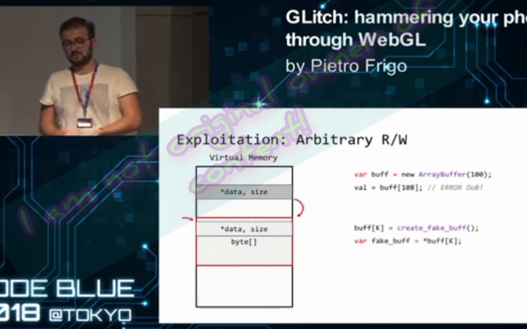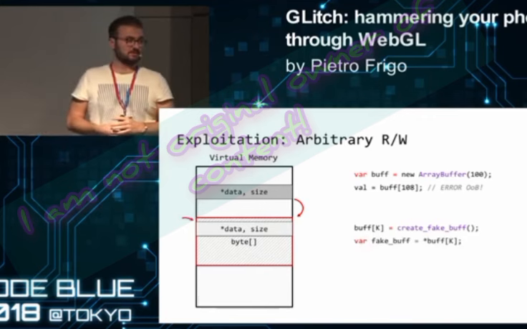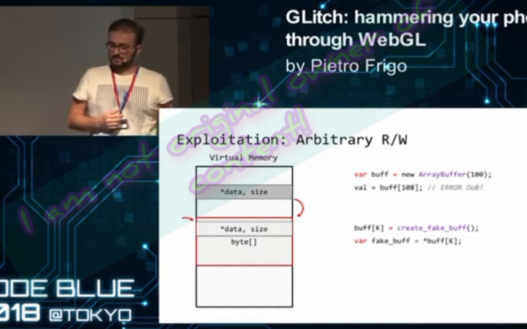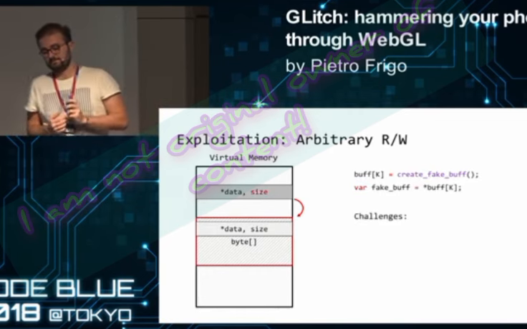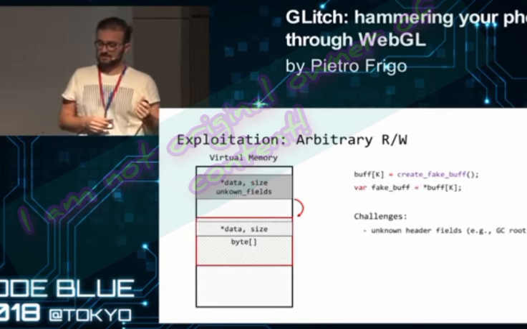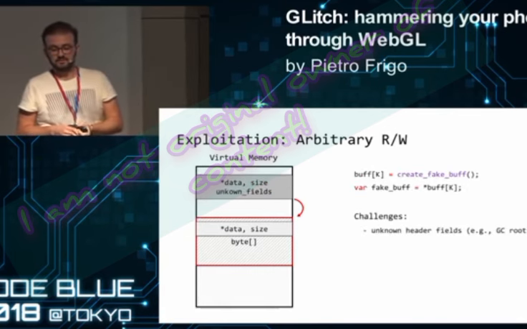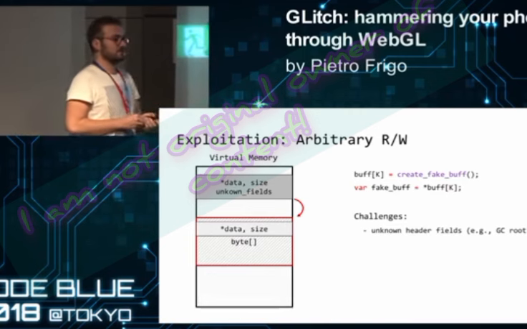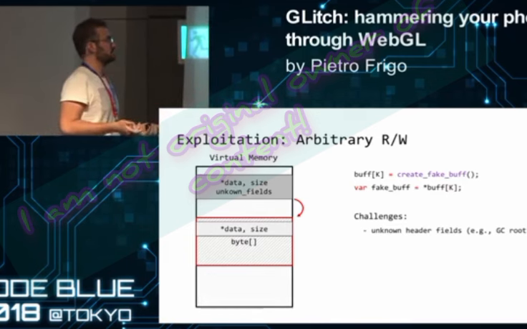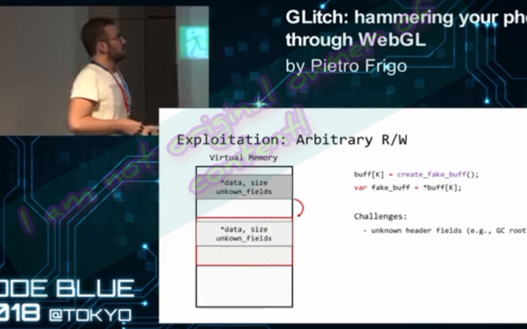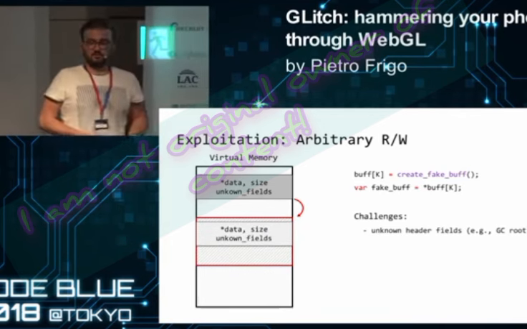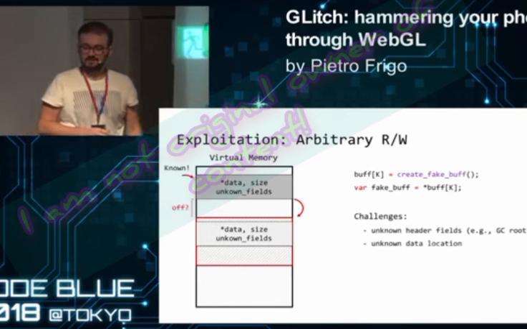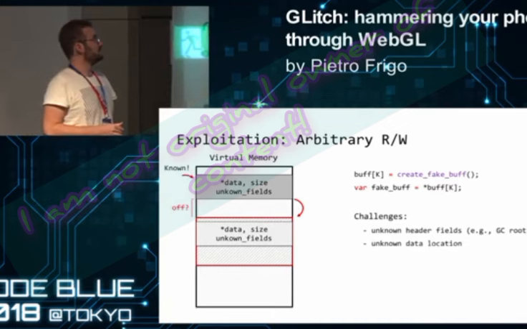And then you want to create a reference to that array buffer. And the problem here is that you have two challenges. The first one is that the header of the array buffer contains other data structures that you don't know, so there are some unknown fields in there. For instance, the garbage collector root, which of course you are not supposed to know. And as a consequence, when you want to create your own fake array buffer, you also need to know this data. And the second one is that you don't know the location of the data.